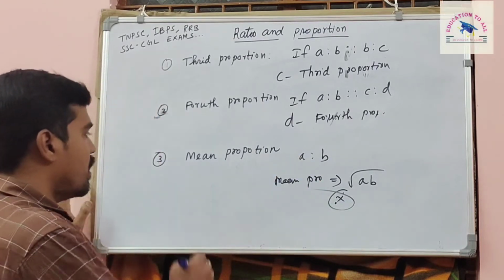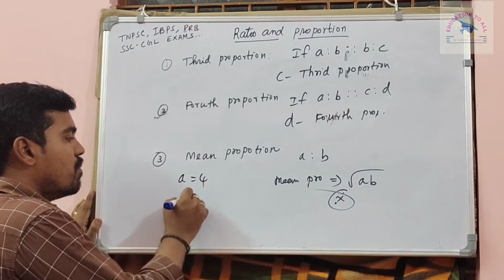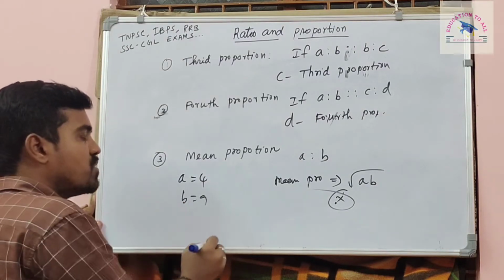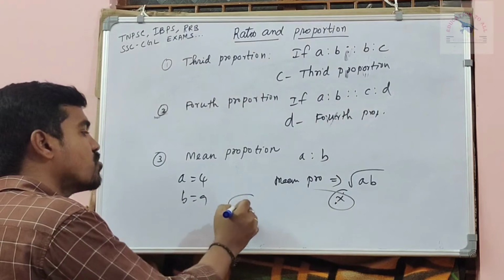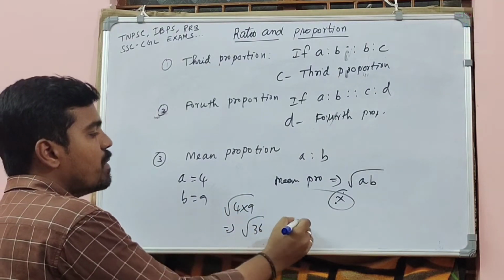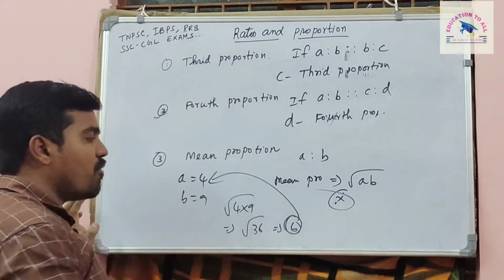For example, A equal to 4, B equal to 9. The mean proportion of 4 and 9 is the square root of AB, which is 4 into 9, so square root of 36. What will be the answer? 6, which is in the middle of 4 and 9.